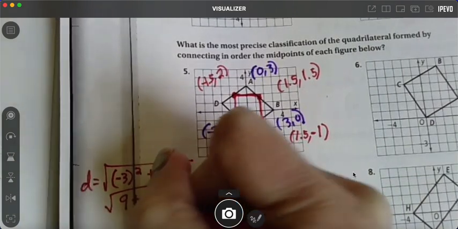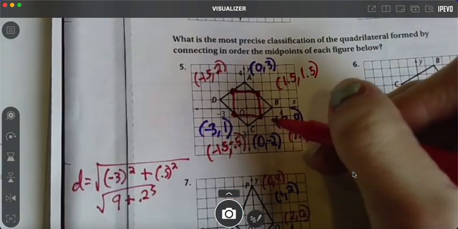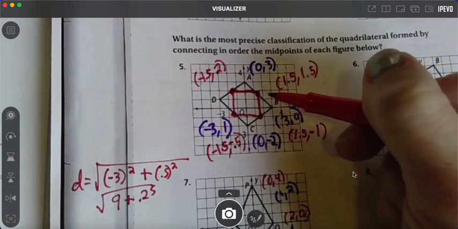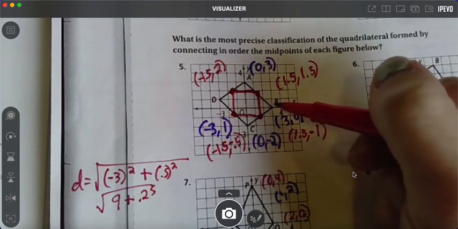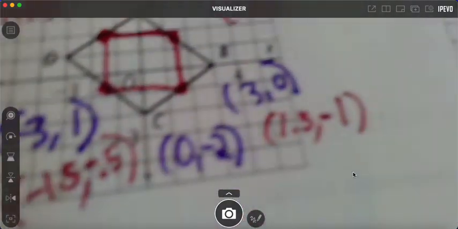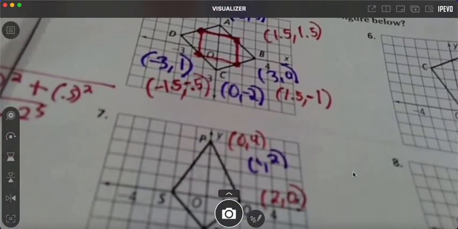Okay, this was not actually that bad. So yeah, these are a little bit longer, but it's not a rectangle because there's a slope to this. That's where slope would come in. It's not parallel. So for number 5, I get that it's just a parallelogram. Okay, I can't tell that it's a rhombus or anything.